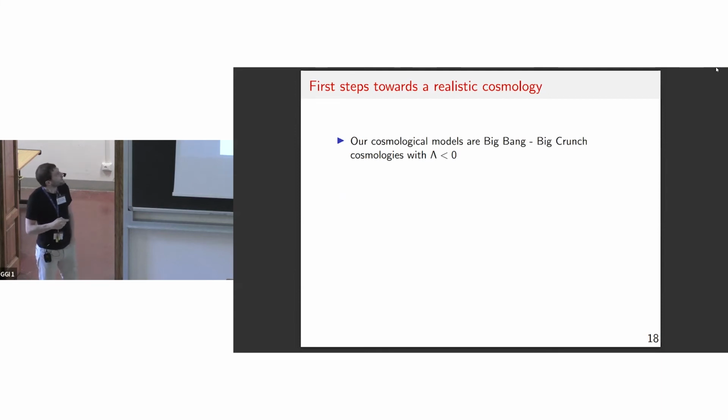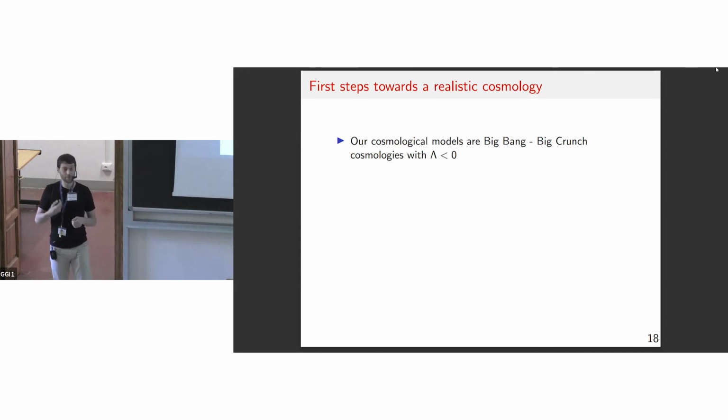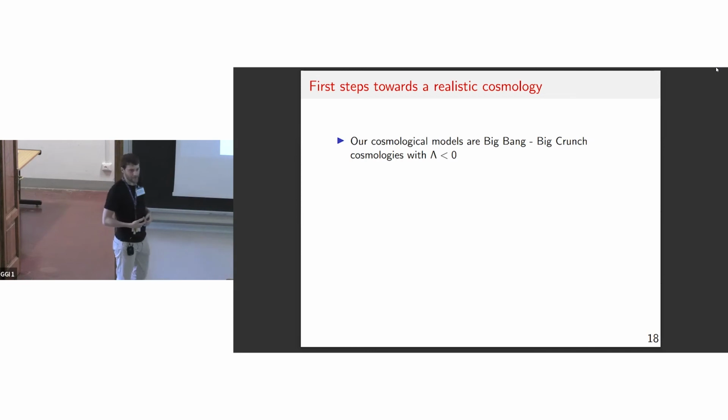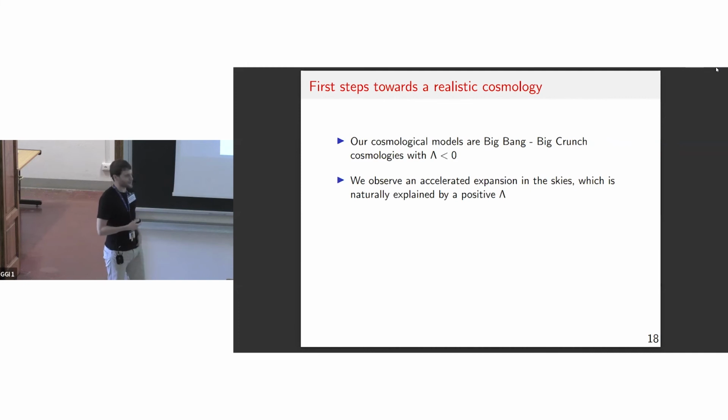Okay, one last thing I want to mention before concluding is that, of course, here we are making a statement about some theoretical facts in these negative lambda cosmologies. But if we want to make them somehow realistic and describe our own universe with them, we have to, of course, account for a lot of different things. One of them is definitely an accelerated expansion, because these cosmologies are Big Bang, Big Crunch cosmologies with a negative cosmological constant. But we see from observations that our universe is expanding with an accelerating rate.